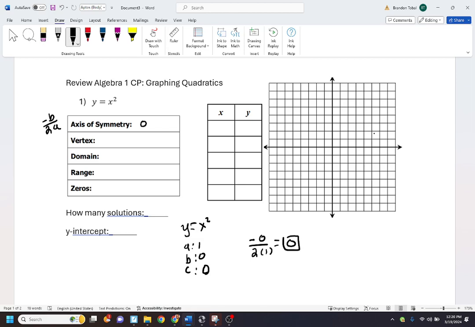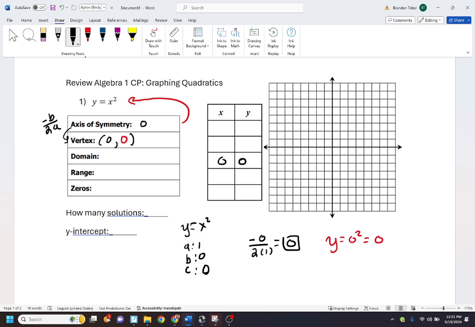What's nice is the axis of symmetry gives me the first part of my vertex. It's going to be 0 comma something. So I'm going to take the 0 and plug it into my original equation, which is y equals x squared. Each question is going to have different y's. So y equals 0 squared. In this case, it happens to also be 0. So 0, 0, which happens to be the origin.